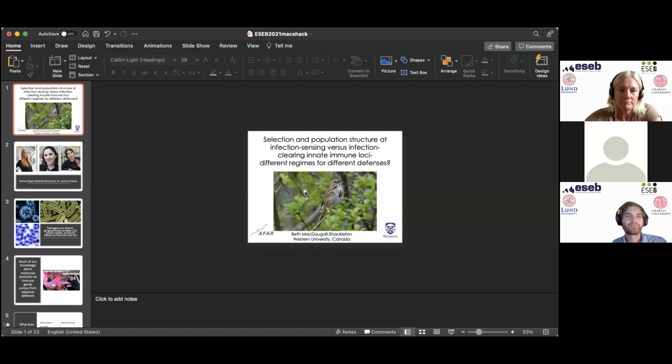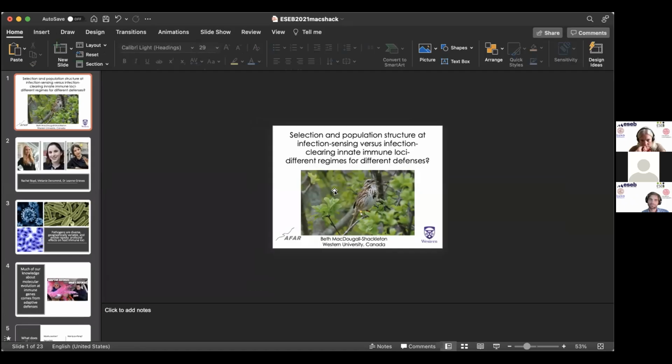The title is a little different than in the program book, but the particulars are the same. It's really what I'm talking about today is a comparison of evolutionary processes at innate immune loci that sense infection versus innate immune genes that clear infection.